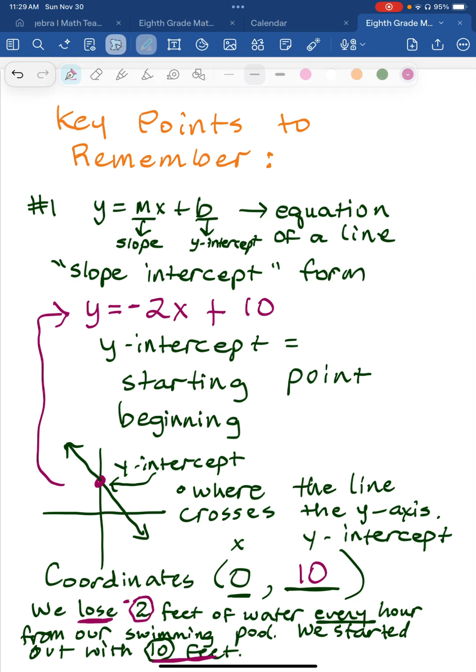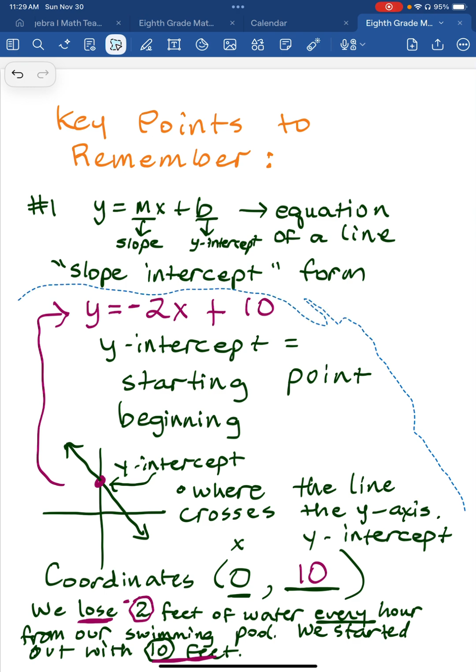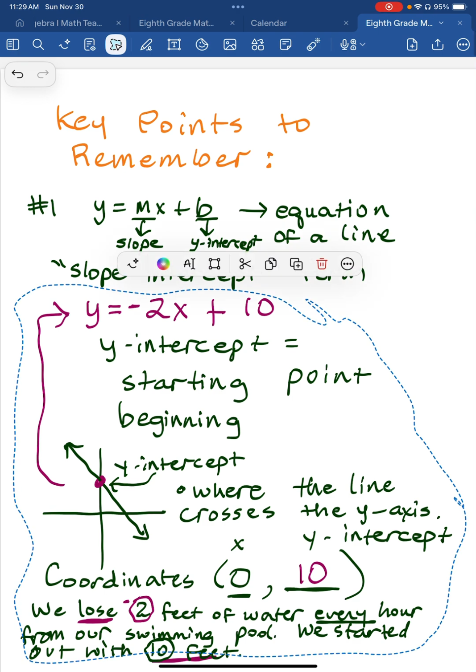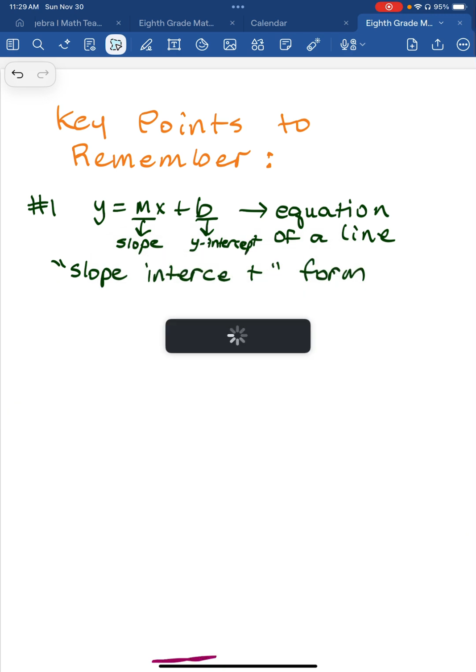So one more thing, I'm going to erase this. If you need to take a minute to write that down, you can pause. I'm going to get rid of that.